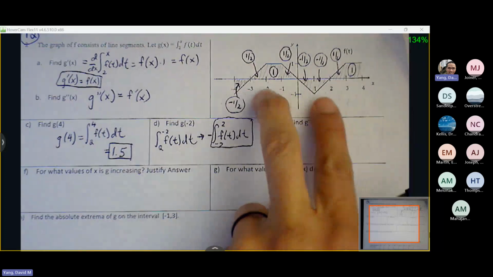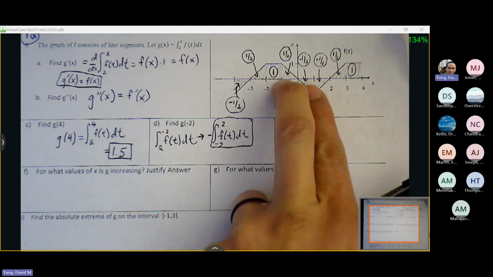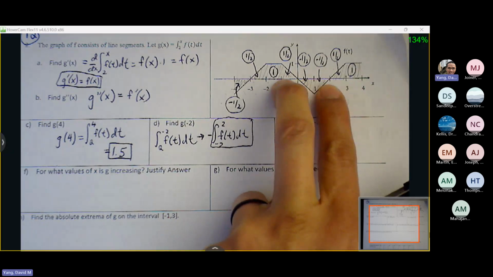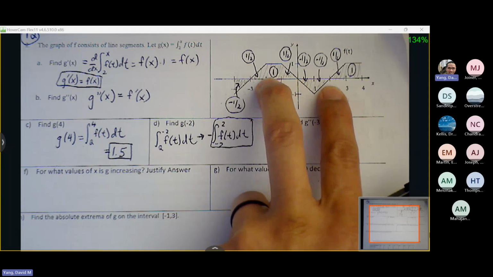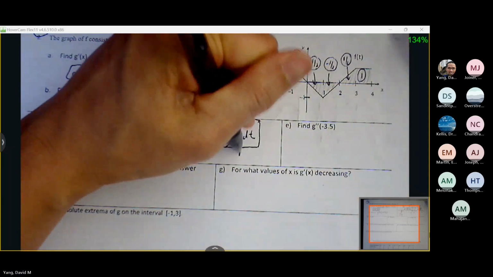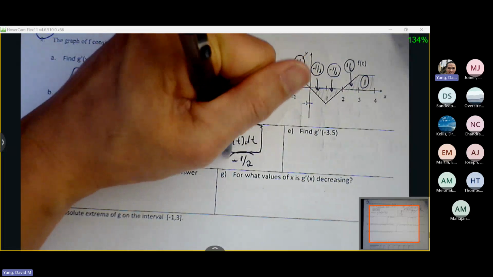So -2 to 2 is going to be 1 plus 1/2 minus 1/2 minus 1/2. So 1 minus 1/2, because the 1/2 cancels out. So 1 minus 1/2 is 1/2. But there's a change in sign, so I'm going to put a negative in front.